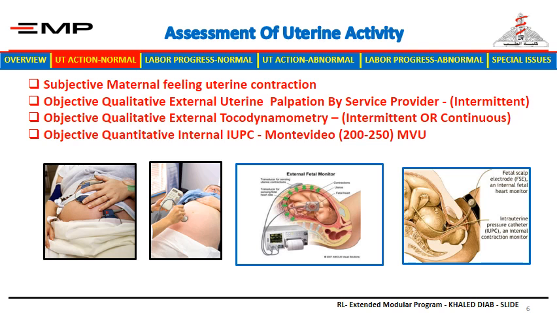Contraction force can also be measured by direct measurement of intrauterine pressure using an intrauterine pressure catheter along with internal fetal monitoring. There is no specific criteria for adequate uterine activity. Generally, 3 to 5 contractions in a 10-minute period is considered adequate labor.